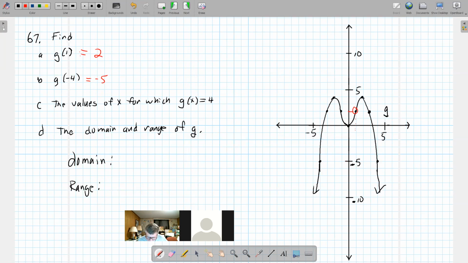The values of x for which g of x equals 4. Oh, that would be here and here. So that would be what? Negative 2 and positive 2. X equals negative 2 and positive 2.